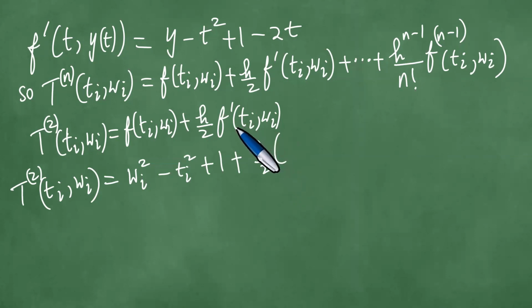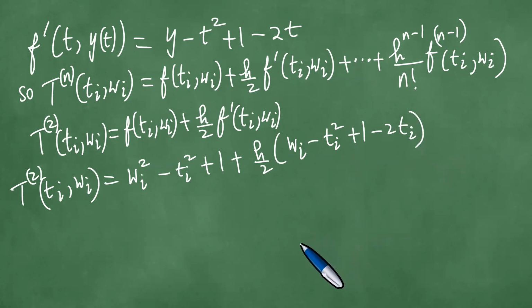Now you find the derivative. It's this one here, which is w_i minus t_i squared minus 2t_i. You have this. This is what we have.